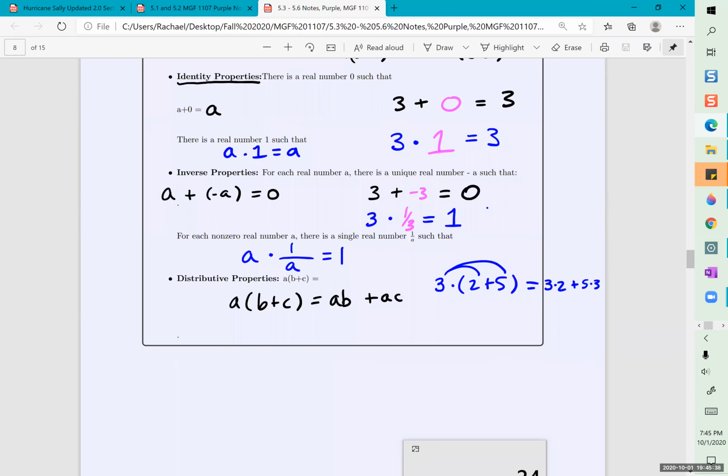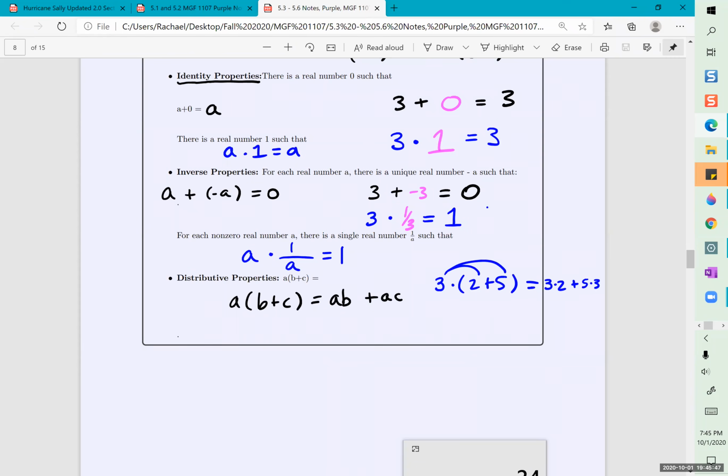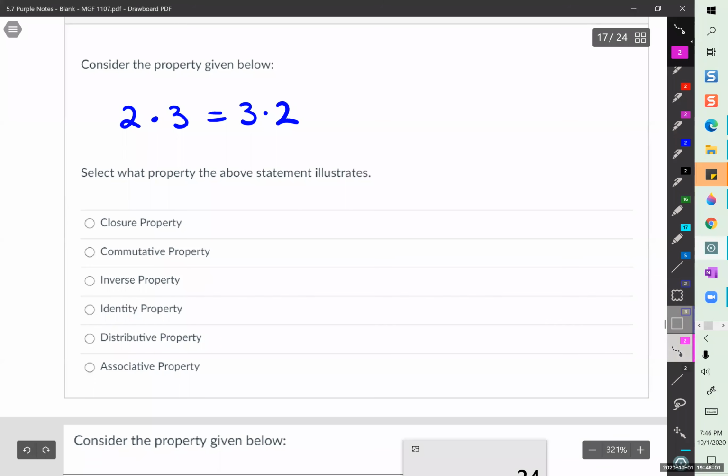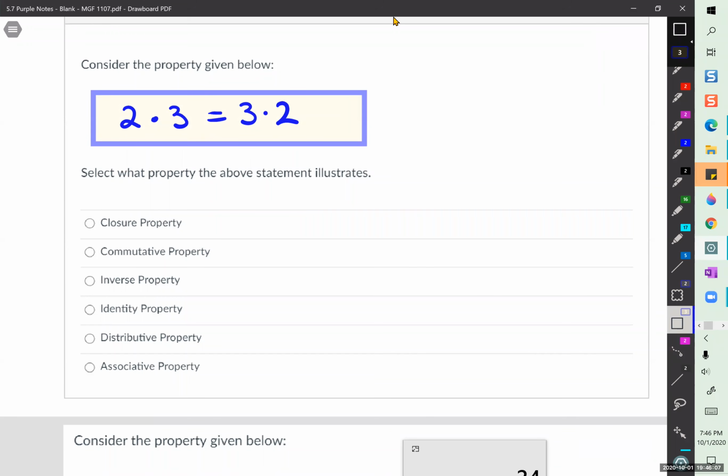Inverse tells us we should be able to get back to the identity. So if I'm like at 7, I could add -7 and get back to 0. Or if I'm at 7, I should be able to multiply by 1/7 to get back to the multiplicative identity 1. And finally, we had distributive property. If you're mixing the operations A times B plus C, we could think of the idea of distributing. That's the same as AB plus AC. So for our next one, look at the statement written here. And based on those that we just described, identify which of these properties it's illustrating.